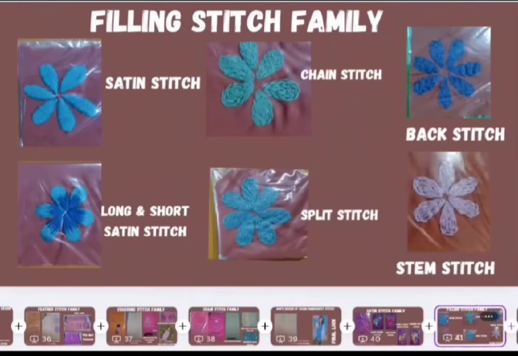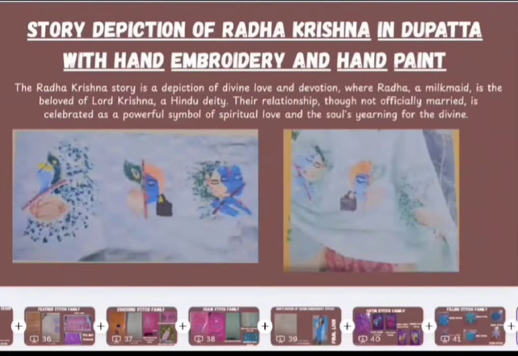Filling stitch embroidery is a variety of techniques used to cover an area, design or a background with thread. There are 6 types of filling stitch: satin stitch, long and short satin stitch, chain stitch, split stitch, back stitch and stem stitch. Now here is the story depiction of Radha Krishna in dupatta with hand embroidery and hand paint.